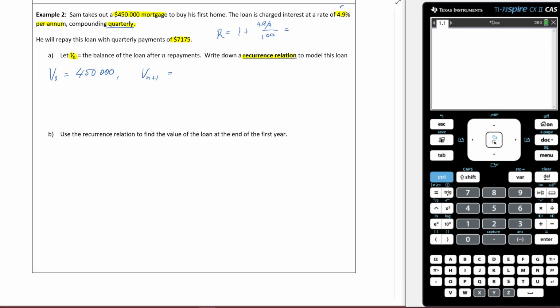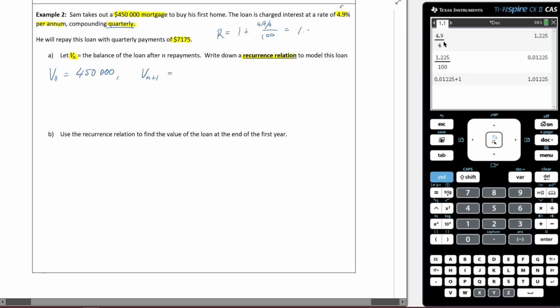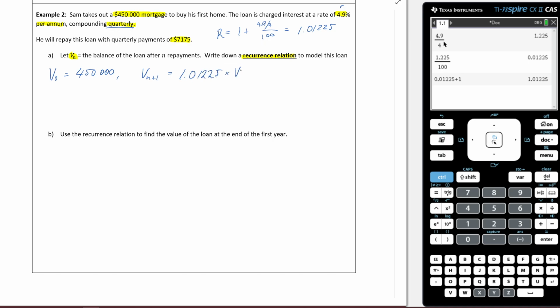So let's now do that on the calculator. I've got 4.9. I'm going to divide that by 4, and then divide that by 100, and then add 1 to it. So that's going to leave me with 1.01225. And I think I'll just leave it unrounded, I'll leave it like that. So I'm going to get 1.01225, and I'm timesing that by V of n.